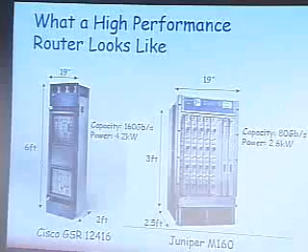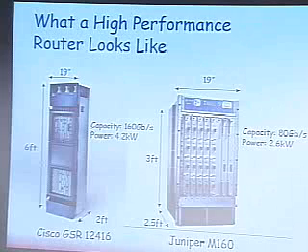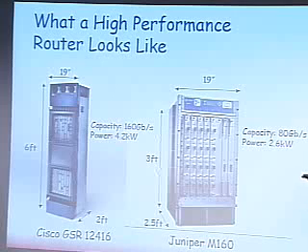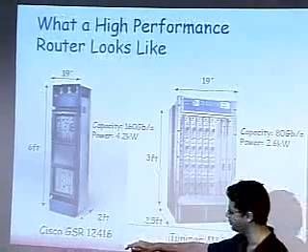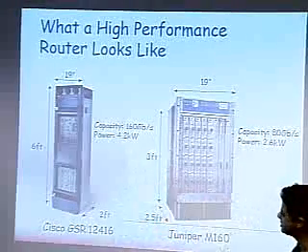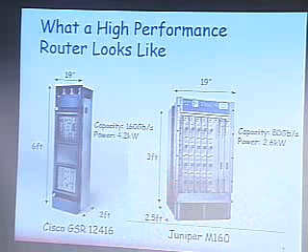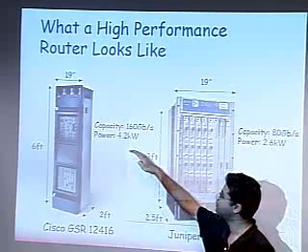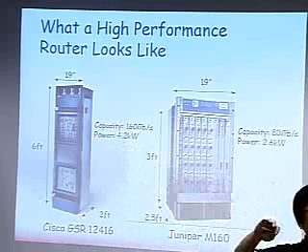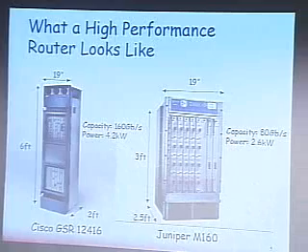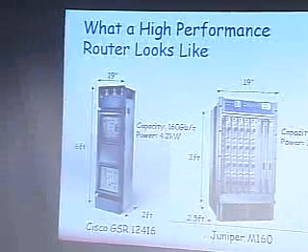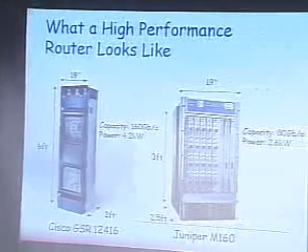What does a high performance router look like? Well, the high performance routers which have capacities of 160 gigabits per second or 80 gigabits per second are massive machines. The Cisco GSR 12416, for instance, is 6 feet high. It consumes a power of 4.2 kilowatts an hour.